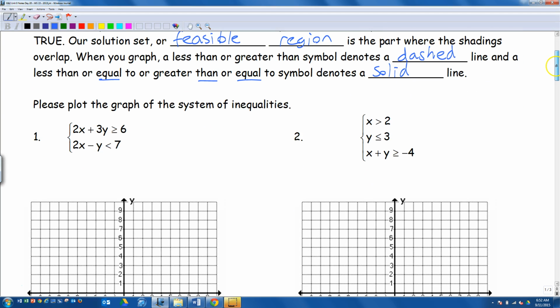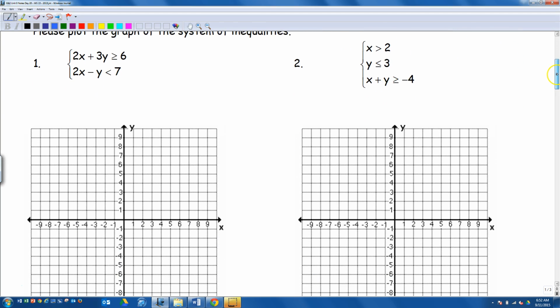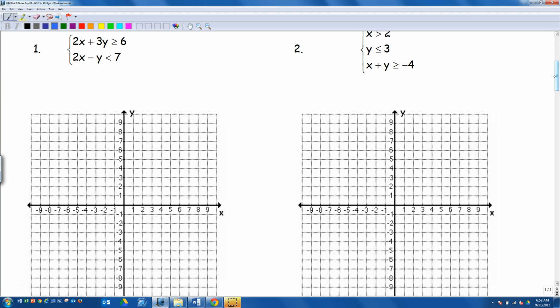We have to plot the following graphs. Now remember, when you see things like this, you don't have to solve for y. You can do standard form. You can do the cover-up method. So for this line here, by the way, this is going to be a solid line. And for this line right here, I'm going to let x equal 0, you get 3y equals 6 or y equals 2. So that's the y-intercept. Put that there. And when y equals 0, you get 2x equals 6 and x equals 3.